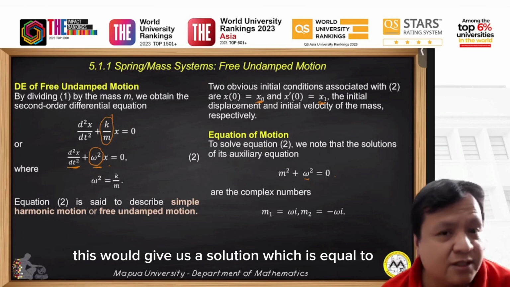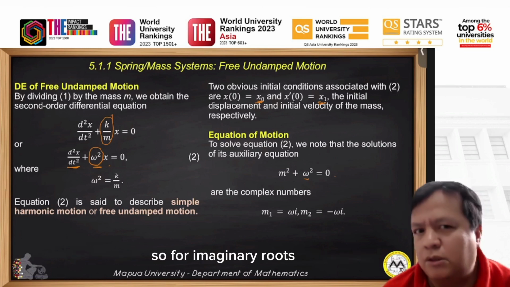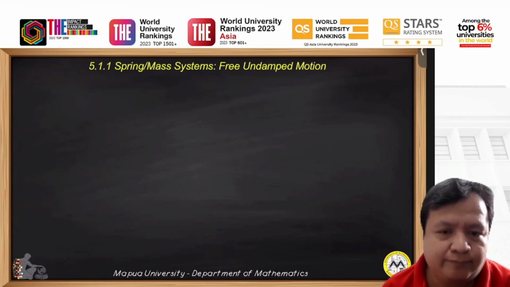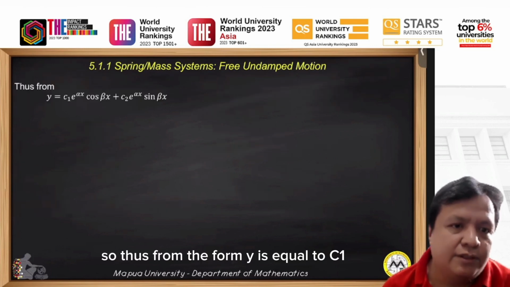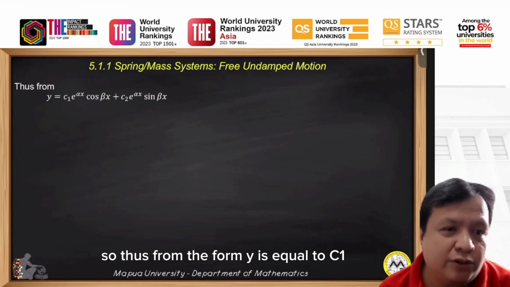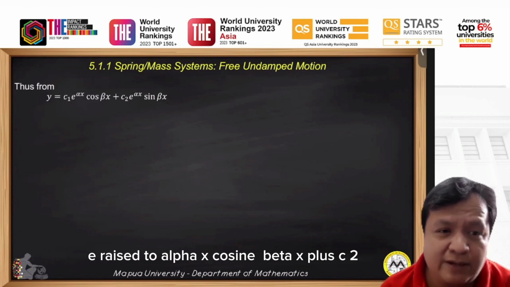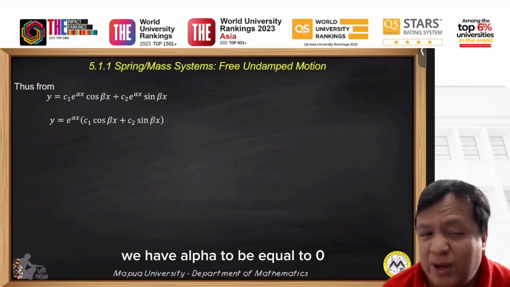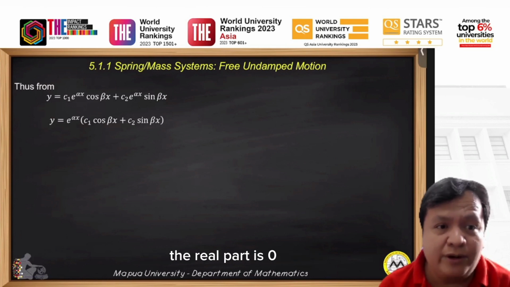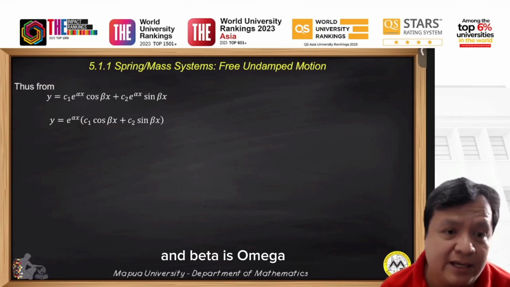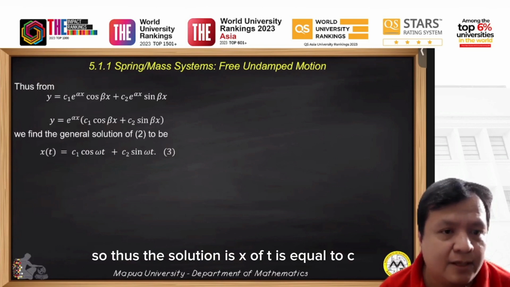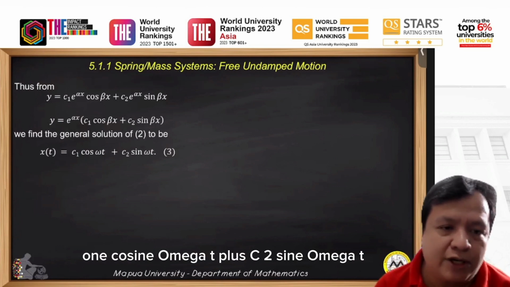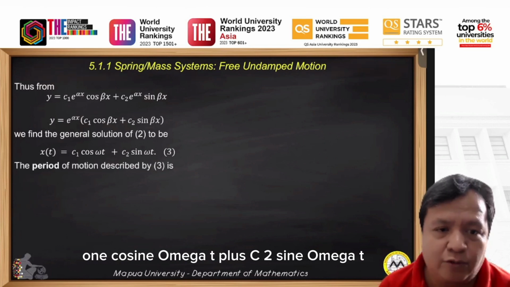This would give us a solution which, for imaginary roots, will have sine and cosine. So thus, from the form y equal to c1 e raised to alpha x cosine beta x plus c2 e raised to alpha x sine beta x, we have alpha equal to 0, the real part is 0, and beta is omega. So thus the solution is x of t equal to c1 cosine omega t plus c2 sine omega t.